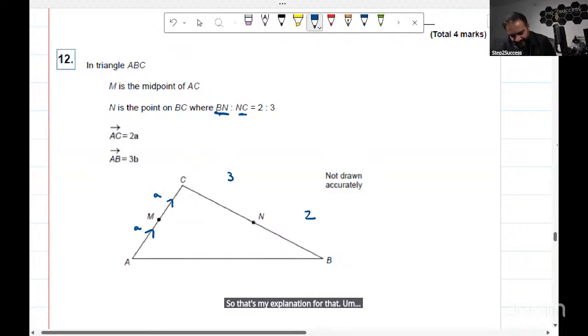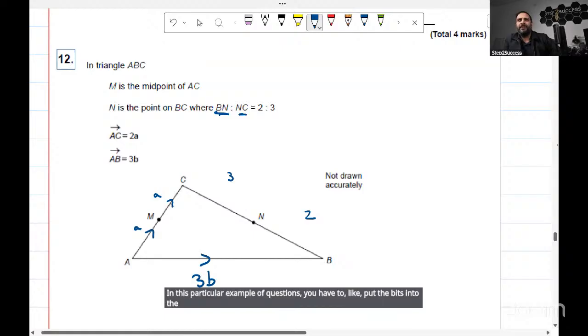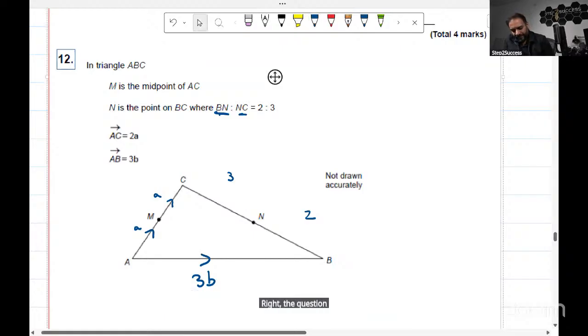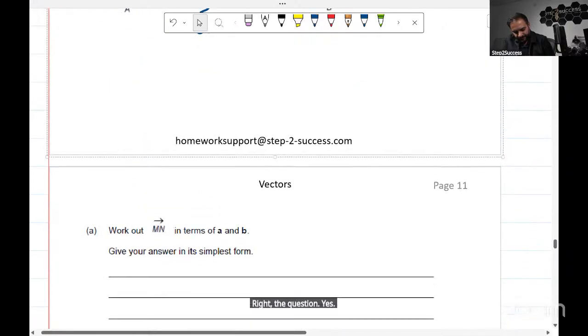So I've done this A and A. A to B is the vector 3B. Okay, so I'm going to put that in. In this particular exam board's questions, you have to put the bits into the diagram. In some of them you don't, but it's not difficult. Right, the question is M to N.